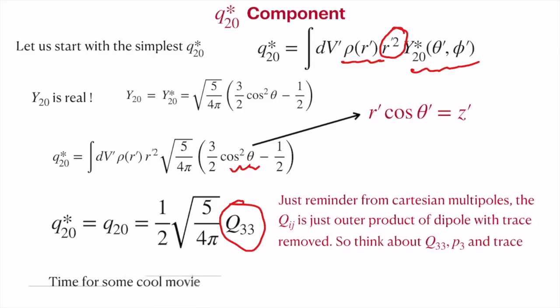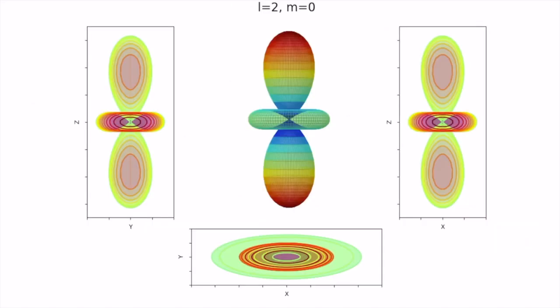So let's visualize them. Let us visualize Y20, which is essentially the basis of the function. The multipole moment is some number, but it essentially gets multiplied by Y20. So this is a plot of the L equal to 2, M equal to 0 spherical harmonic. You can see that this is our understanding of the dipole moment.